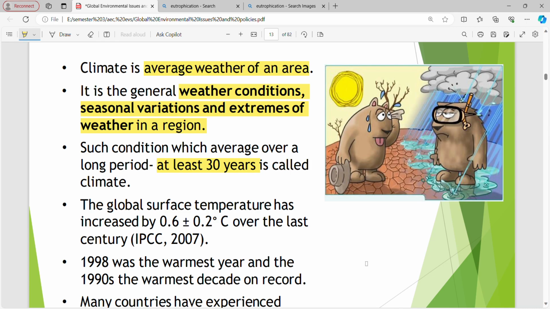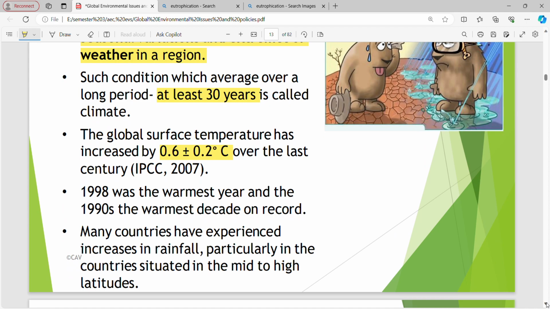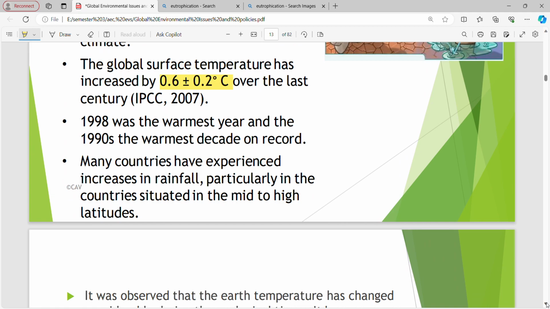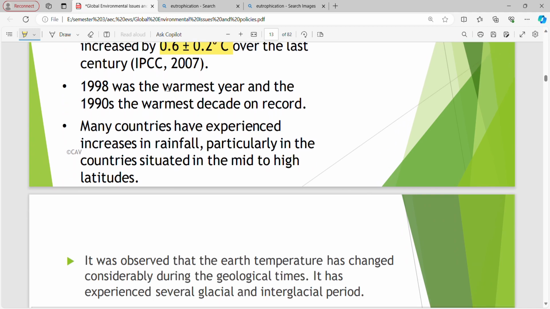The global surface temperature has increased by 0.6 plus or minus 0.2 degrees Celsius over the last century. We know that increase means different things in the cold regions and hot regions, that's why plus or minus. In 1998 it was the warmest year, and the 1990s the warmest decade on record. Many countries have experienced increases in rainfall, particularly countries situated in the mid to high latitudes.